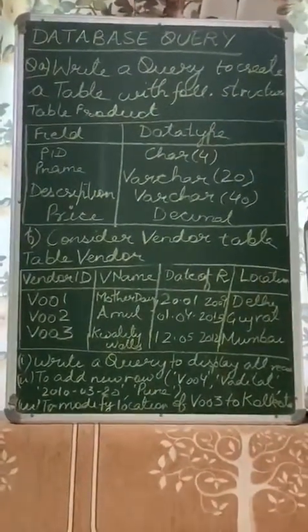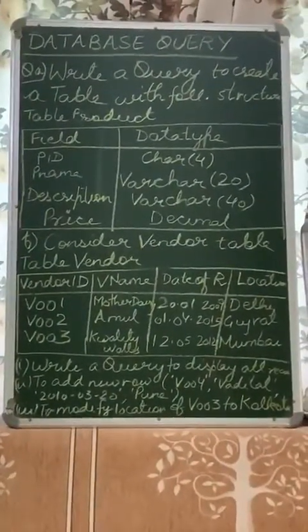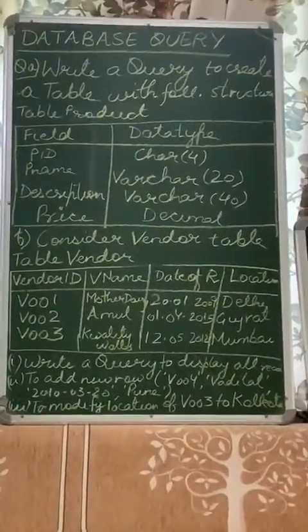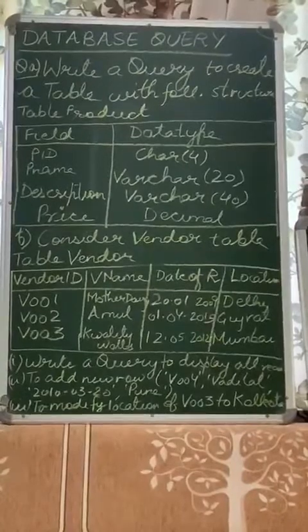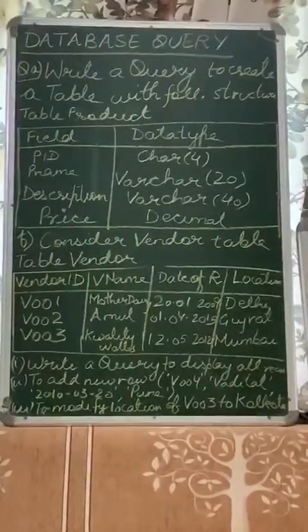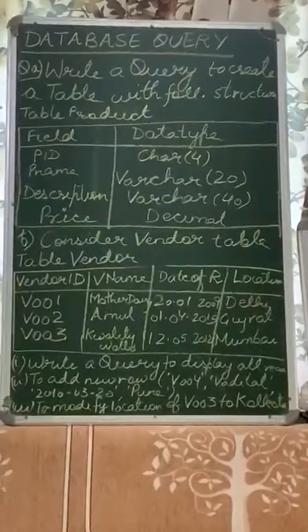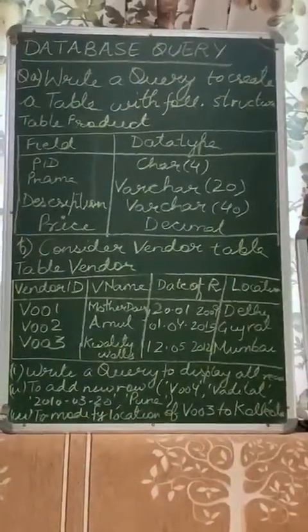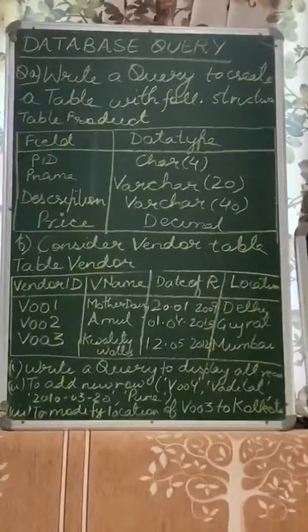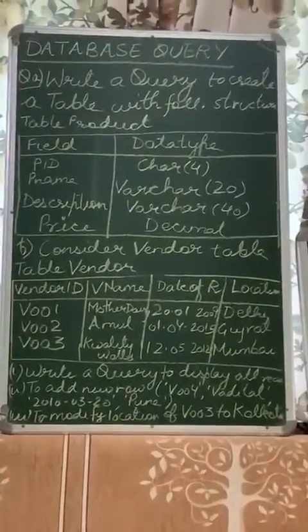Similarly, V002, the vendor name is Amul, date of registration is 01.04.2015, the location is Gujarat. Thirdly, the vendor ID is V003, the vendor name is Quality Walls. Date of registration is 12.05.2012 and the location is Mumbai. So this is the table vendor given.